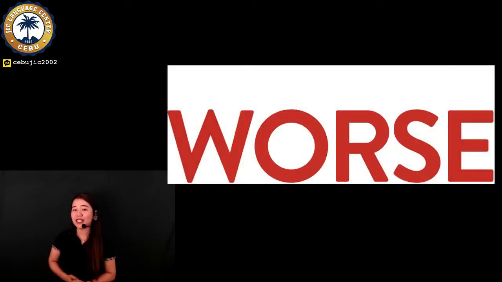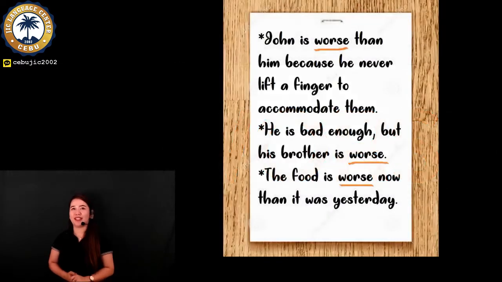And for the next word, we have worse. In the first sentence of this word, we have: John is worse than him because he never lifted a finger to accommodate them. One more. John is worse than him because he never lifted a finger to accommodate them. Okay, next. He is bad enough, but his brother is worse. One more time. He is bad enough, but his brother is worse.